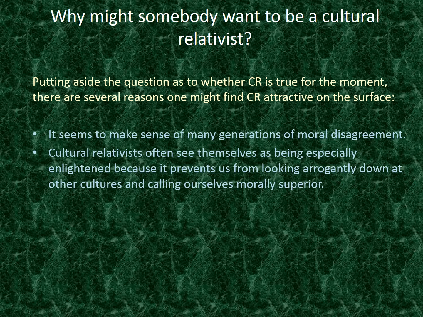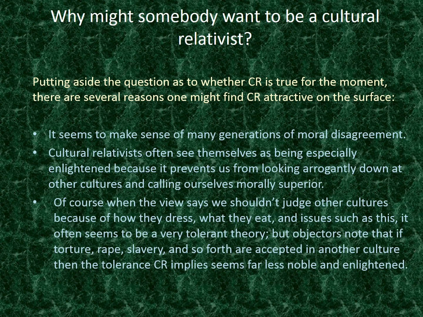Second, cultural relativists often see themselves as being especially enlightened because this view prevents us from looking arrogantly down at other cultures and calling ourselves morally superior. Of course, when the view says we shouldn't judge other cultures because of how they dress, what they eat, and minor issues like this, it often seems a very tolerant theory. But objectors note that if torture, rape, slavery, and so forth are accepted in another culture, then the tolerance it implies seems far less noble and enlightened.